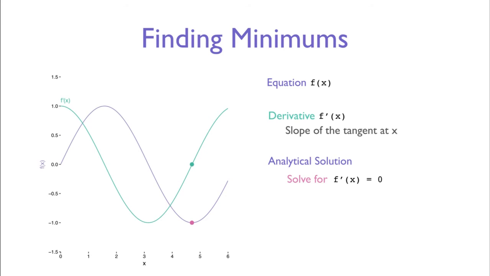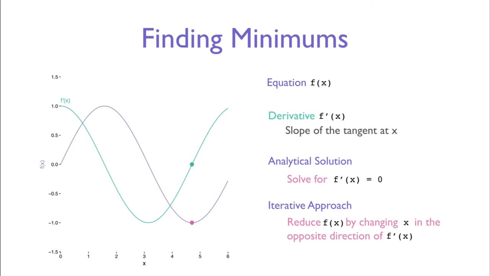If we can't do that, then we have an iterative approach. In this case, we incrementally change x in the opposite direction of the derivative until we get to the derivative of 0. So what does this have to do with tensors, and why is this so important for deep learning? I'll describe that in the next video, so let's head over and find out.